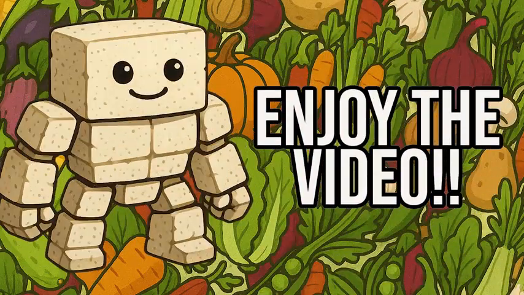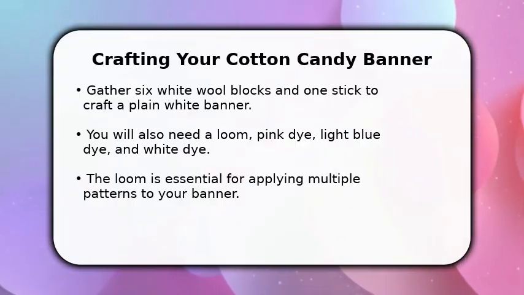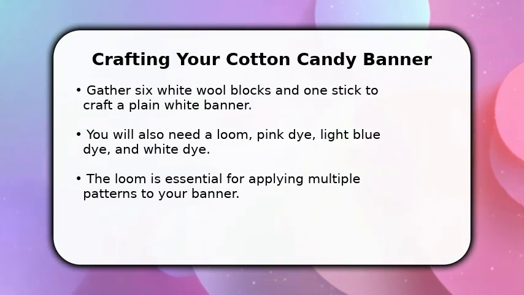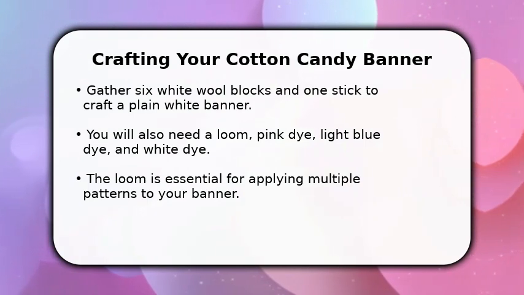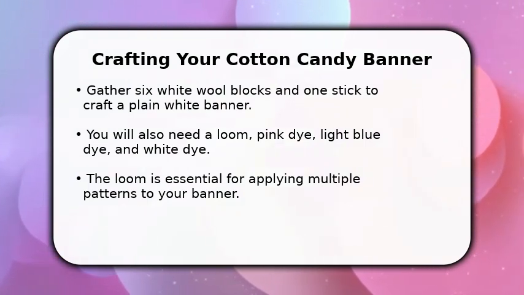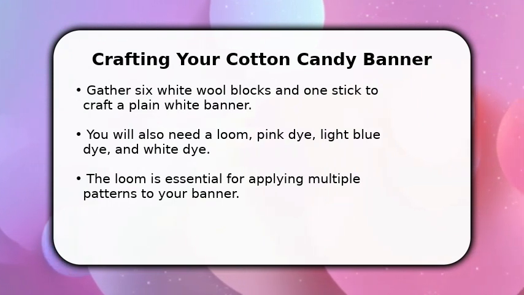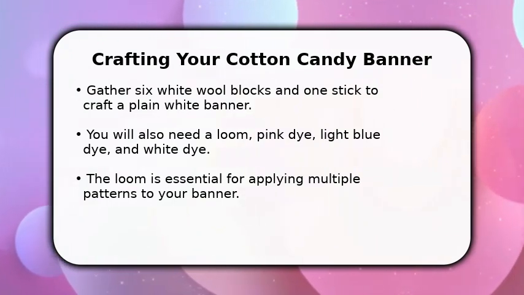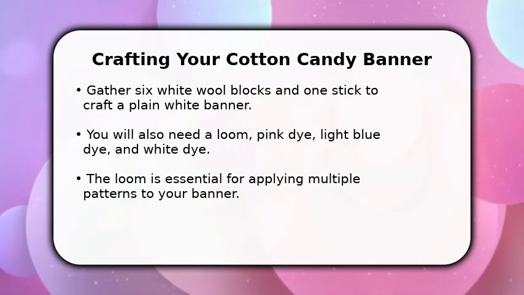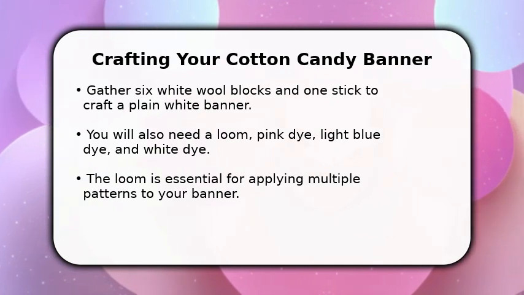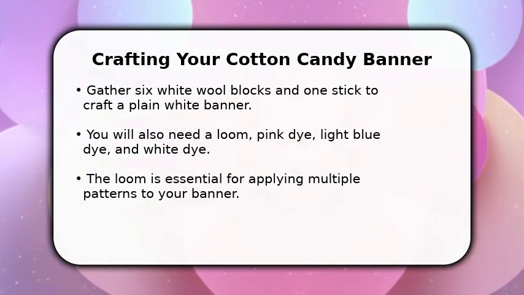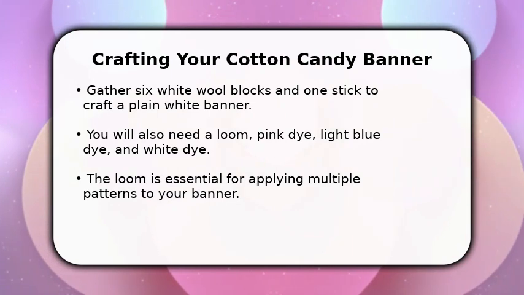Please enjoy the video. In this video, I will show you how to make a cotton candy banner in Minecraft. First, you'll need to gather your materials. Start by crafting a plain white banner using 6 white wool blocks and 1 stick. You'll also need a loom along with pink, light blue, and white dyes to achieve that sweet, swirled look. The loom is where all the magic happens, allowing you to layer different patterns.